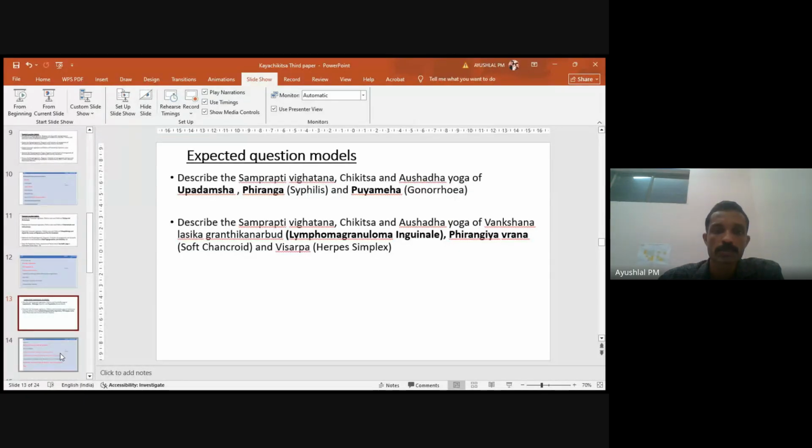Expected question: describe the Samprapti, Vighatana, Chikitsa, and Aushadha Yoga of Upadamsha and Firanga, both Upadamsha and Firanga. And Puyameha is gonorrhea, so you can just see what Puyameha is also. So for syphilis and gonorrhea, of course, you should know the modern pathology. That is the only important portion.